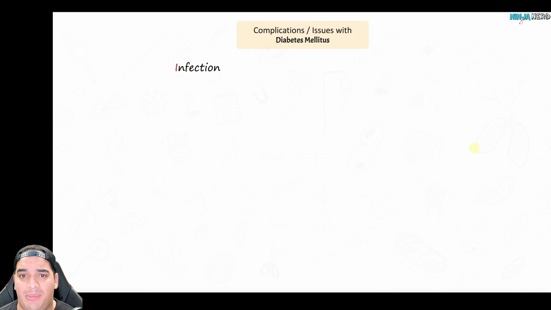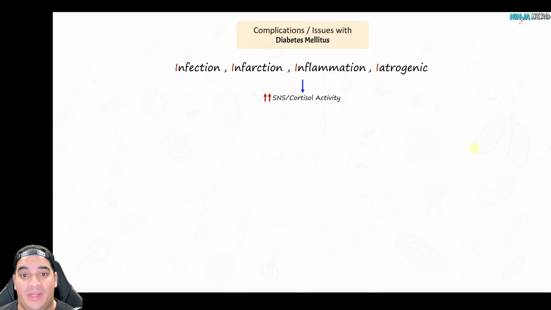And a patient who has diabetes, and they experience an infection. Maybe they have a myocardial infarction. They have pancreatitis, or they have some type of surgical procedure of some sort. What happens is that in these states, you create a stress response. That stress response will then increase the release of your catecholamines like norepinephrine and epinephrine via the sympathetic nervous system, and it'll also increase the release of cortisol. Both of these guys are bad news bears, especially in a patient with diabetes.